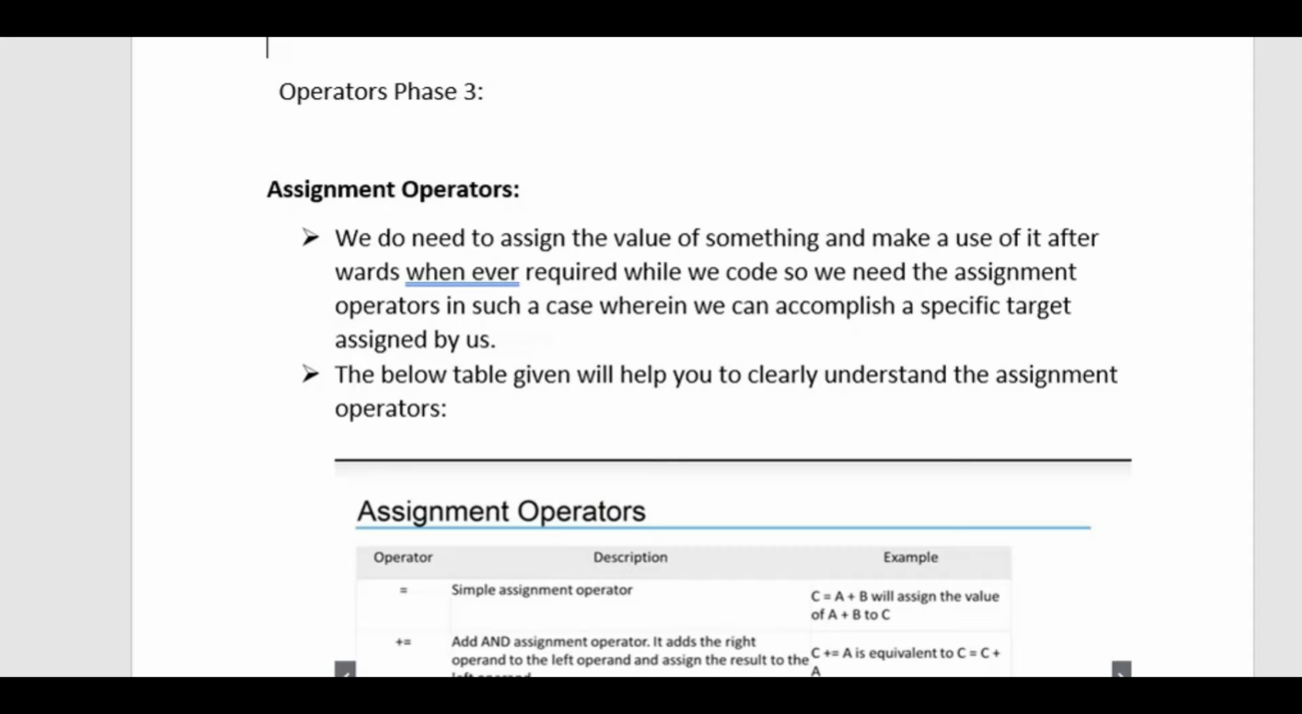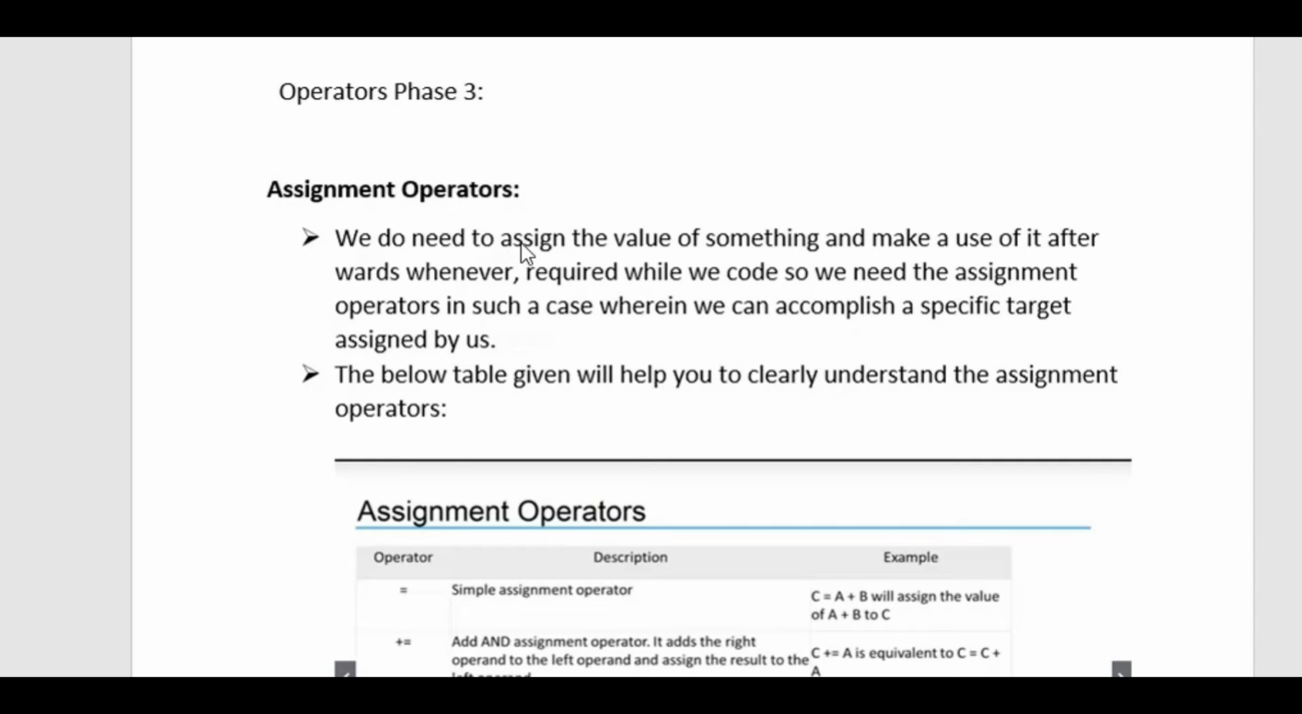So what do you mean by operators? What are operators? They guide or direct the compiler to perform a mathematical operation or a logical operation. Operators are represented symbolically in any programming language. So we have three tasks to complete today, which are assignment operators, relational operators, and bitwise operators. First of all, we will discuss assignment operators.